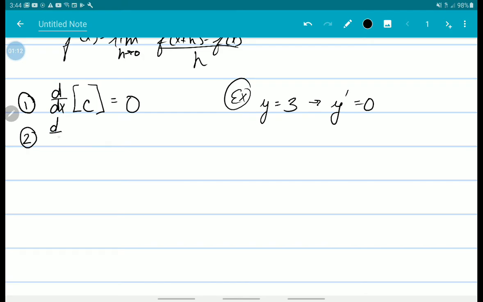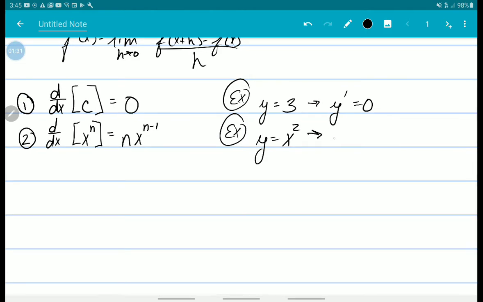Our second derivative rule is a power rule. If I want to take the derivative of a power x to the n, I bring the exponent down, I subtract 1 from the exponent. So if we wanted the derivative of x squared, we would bring the 2 down, subtract 1 from the exponent. So my new exponent would be 1, and we would just say that's 2x.